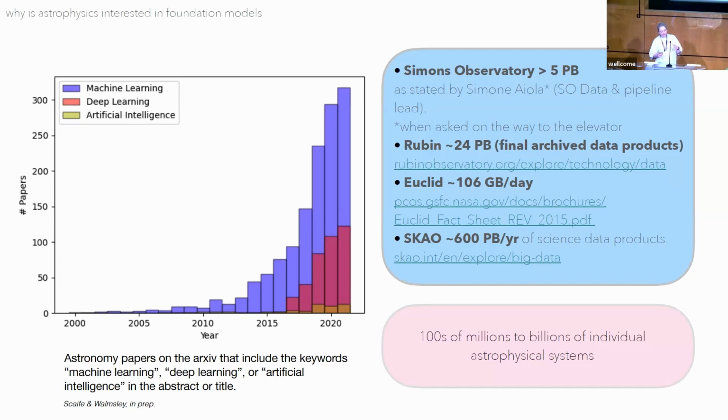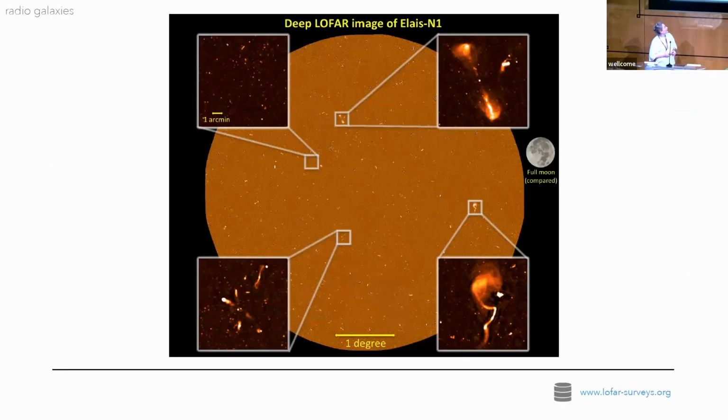So it should be no surprise that the astrophysical community is very interested in how we can automate a lot of the processing that we've traditionally done ourselves as scientists, because we're simply not in a regime where we can do that anymore. And that's reflected in the number of publications on the astronomy archive that include keywords such as machine learning, deep learning, or artificial intelligence, which is that nice exponential plot that I'm showing you just here.